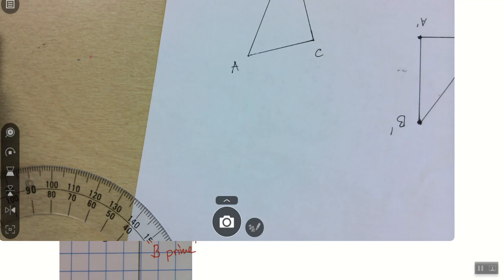Here you go. Okay, here's the deal. Does everybody have a triangle on your page? We're doing one more. I'm gonna throw you a curveball.